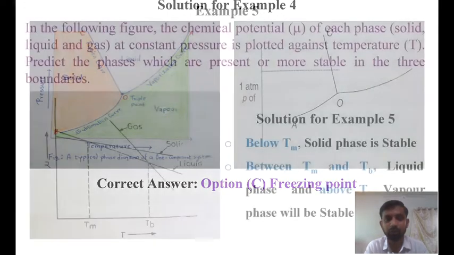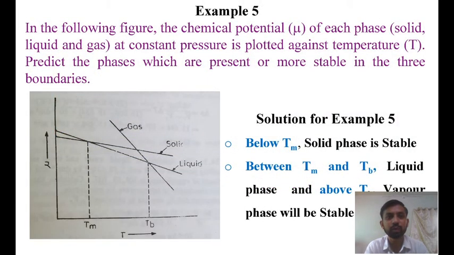And the next one is a very important example. In the following figure, the chemical potential, which is represented with the symbol mu, of each phase at constant pressure is plotted against temperature. Predict the phases which are stable or more stable in the 3 boundaries. So before giving the solution to this example, first we have to understand what we mean by the chemical potential.